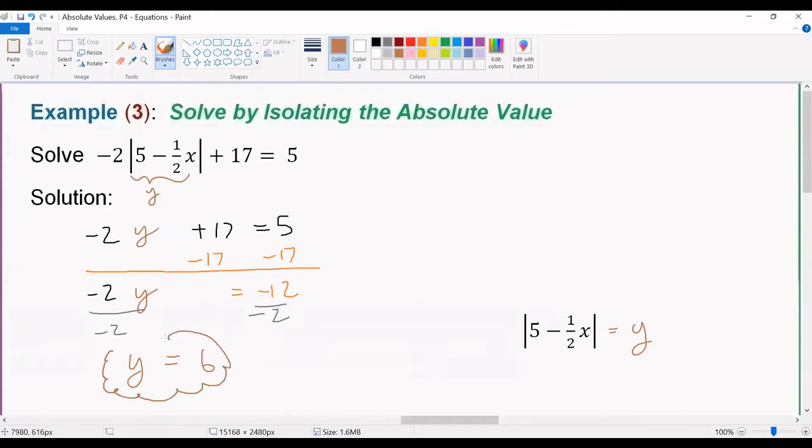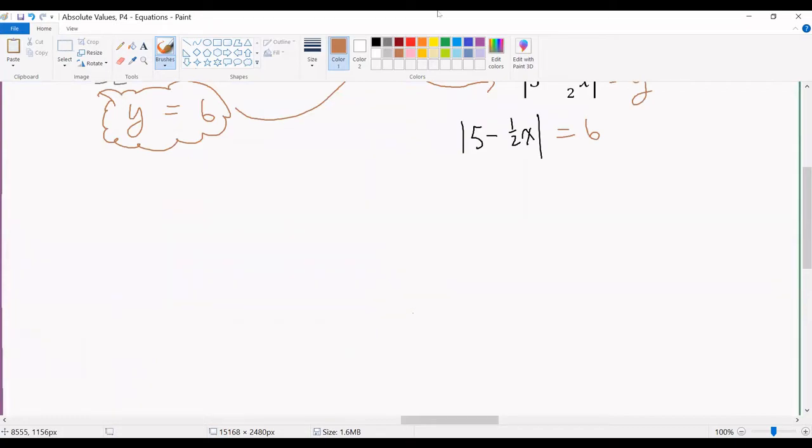So we have to remind ourselves that this y value is not what we're actually solving for. We did a substitution earlier stating that our y value is the absolute value. So now we're going to backward substitute back in the absolute value. So we have the absolute value of 5 minus 1/2 of x, and this is equal to 6 now. So using this method allows us to isolate the absolute values in an easier way. Now we can set up our positive and negative case.